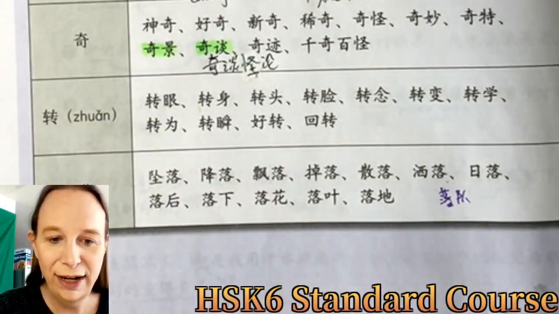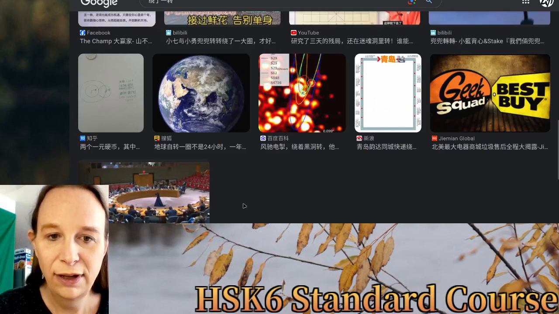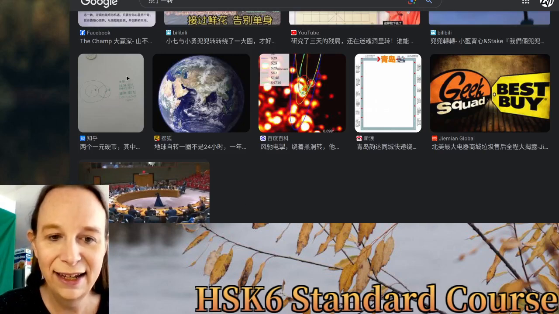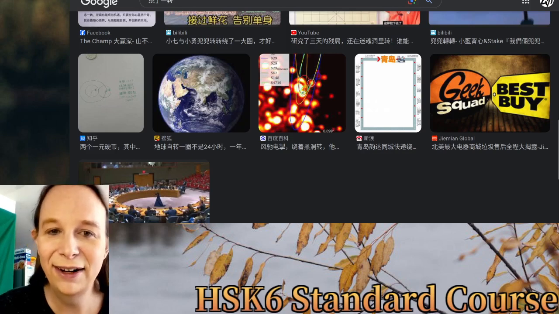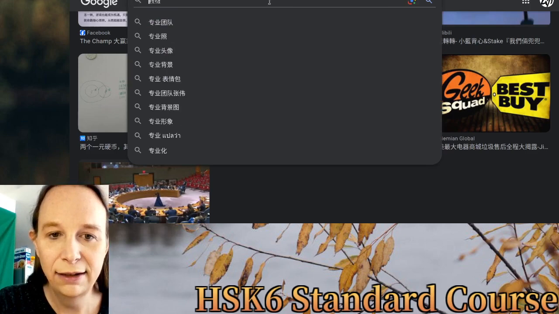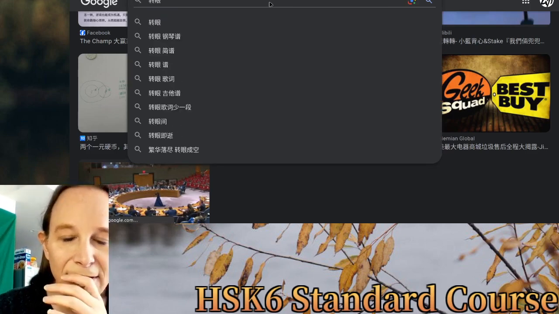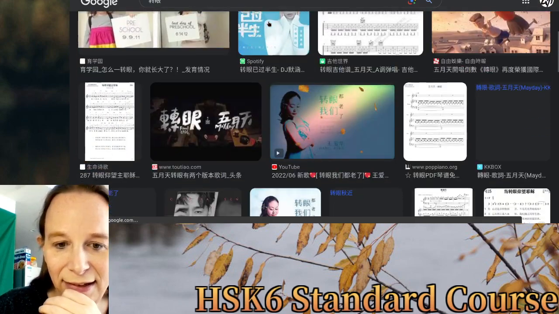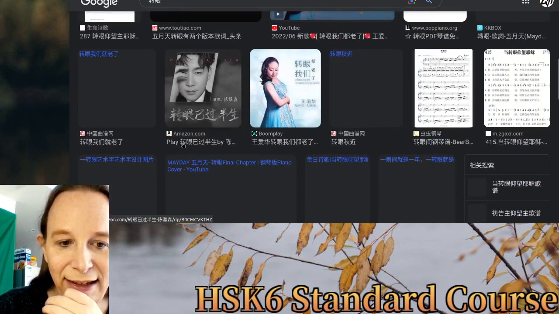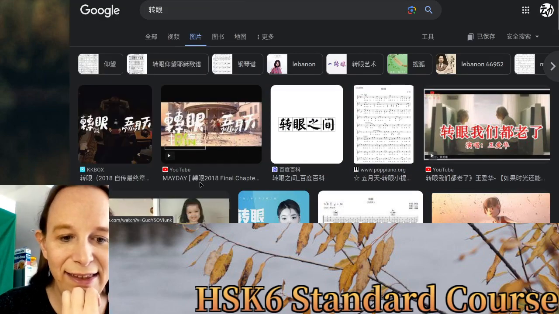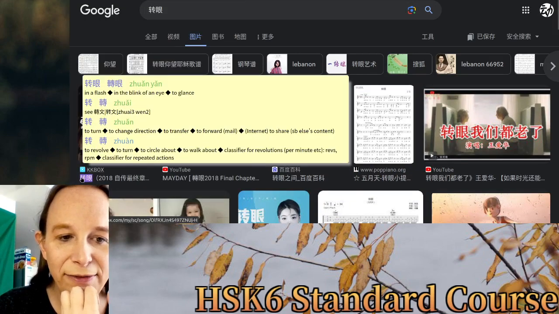Pronunciation third time. Zhuanyan. Zhuanyan means to rotate your eyes, but you also use it in Zhuanyan dian, in the time it takes you to rotate your eyes. So in a short period of time. So I think it's mostly used for the time, I guess, rather than the actual rotating, in the blink of an eye.